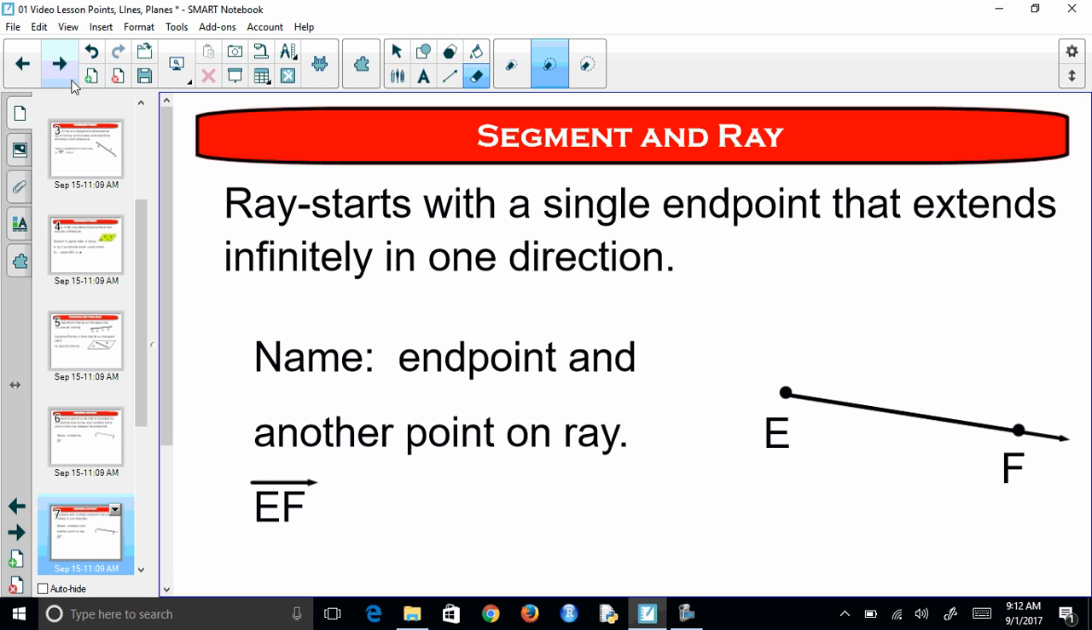Now we have a ray. A ray starts at an endpoint and then extends in one direction and goes infinitely in that direction. So we name it by an endpoint and then another point on that ray. If there's another point, EG, that would be the same thing as EF. So we start with our endpoint and then our other point and then draw with an arrow.